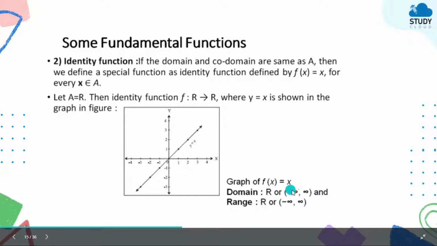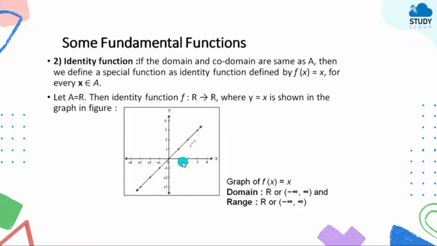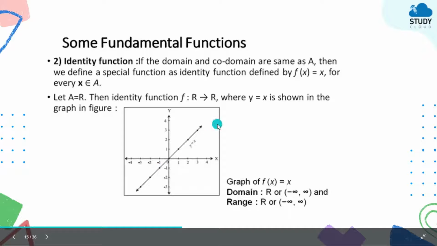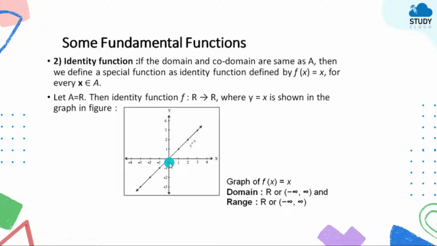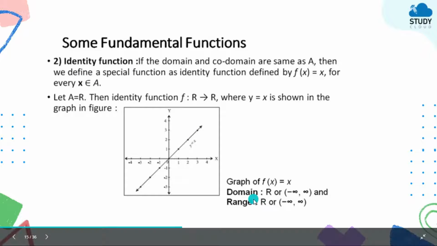Graph of f(x) = x. See, identity means same or identical. So f(x) is equal to 1. Okay, x is equal to 1, then y also will be equal to 1. 2, here also 2. When you keep pointing on the graph, when you join those points, you will get a line passing through the origin. So this is the graph of the identity function. Here the domain is -infinity to infinity, and range is also identical to the domain, -infinity to infinity.